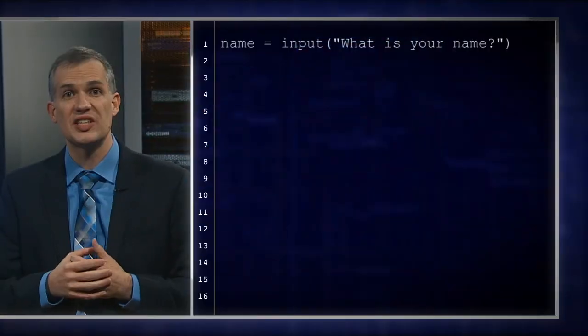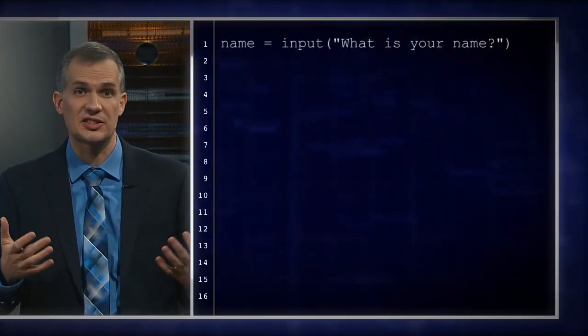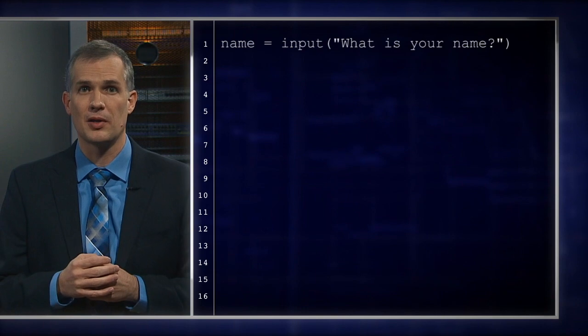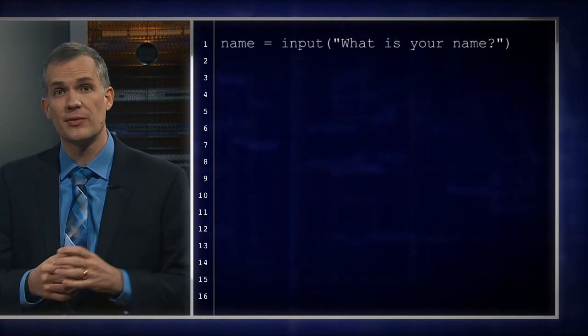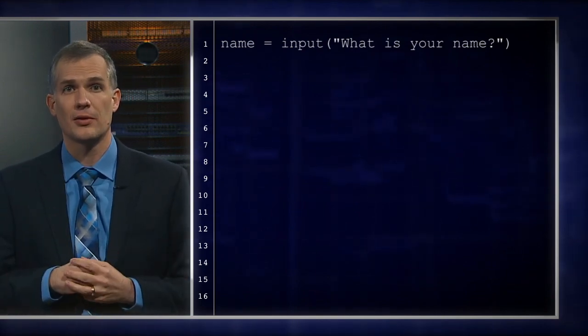Let's try a couple more examples. Say we wanted to get the user's name. What code would ask the user for their name and get the answer? Well, we'd use the input command, passing in text such as, "What is your name?" We'd assign this to a variable, like name.